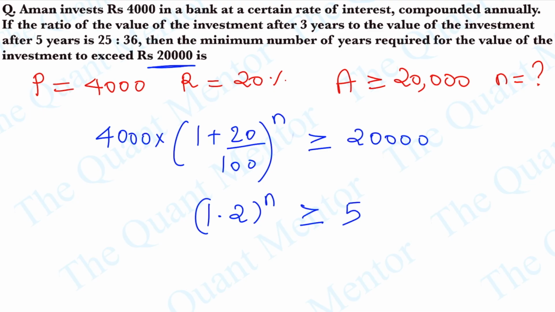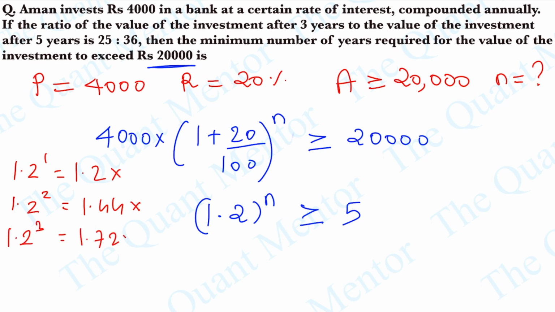So now one way is you can approach this problem henceforth manually. You can plug in the value of N and find out what value of N gives you 1.2 raised to N greater than or equal to 5. So 1.2 raised to 1 is equal to 1.2 only, which is not greater than or equal to 5. Similarly, 1.2 square will be 1.44, not greater than 5. 1.2 cube is also 1.728, not greater than 5. 1.2 raised to 4, for this we can use the calculator now, 2.073 approx. So again, this is not greater than 5.